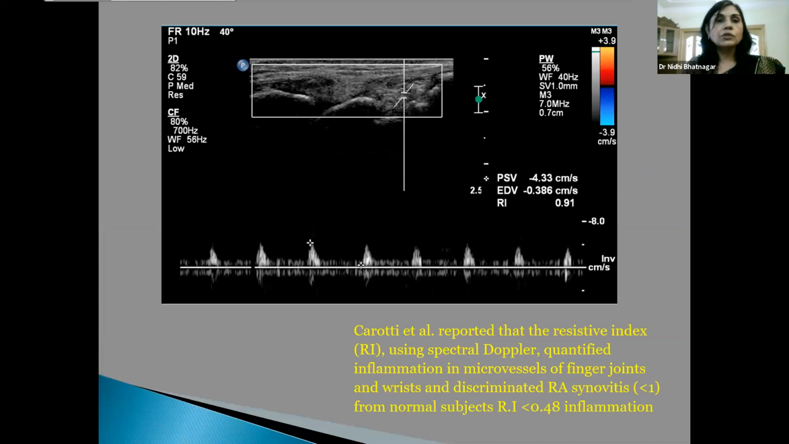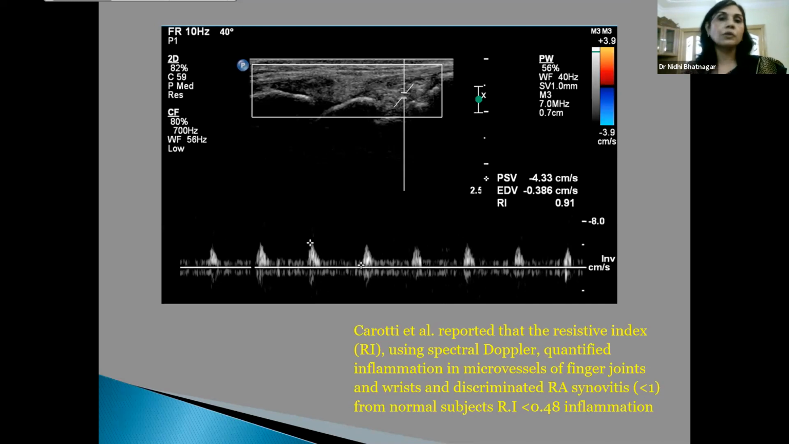Now, this was just one of the studies that was brought by Carol et al., and they reported that those were all qualitative indices. So, can we quantify the vascularity and indicate what we are dealing with? And we found in studies that the resistive index is defined, and if this resistive index is less than 1, it indicates inflammation, but if it is less than 0.48, it is a strong predictor of inflammation, which is of rheumatoid arthritis.